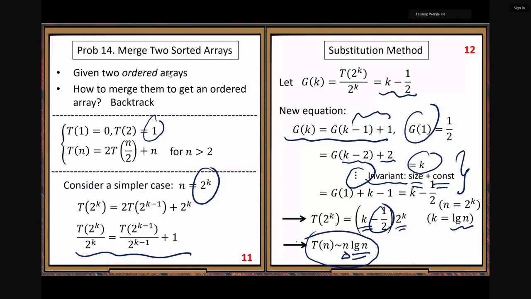N log n. But that's for special n, power of 2. Not for general n. The calculation we're doing here is for special n, power of 2. Can we make a reasonable guess for the general n? We still have n log n as a reasonable guess.